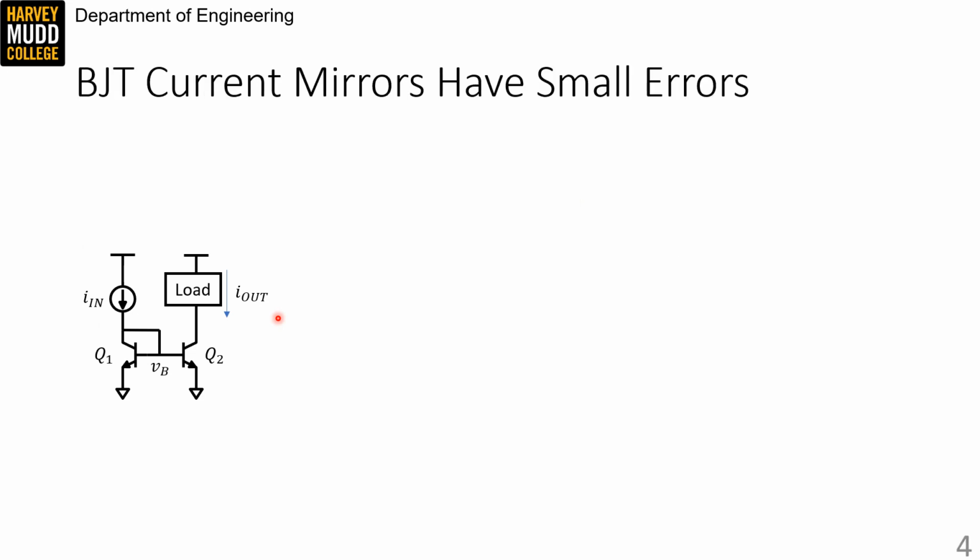Alright, back to relating IC1, which is equal to IC2, to I in. First, we observe that IC1 has to be beta times IB1 because Q1 is in the forward active region. We know it's in forward active because it's diode connected, and diode connected devices are either in forward active or cut off, and if Q1's cut off, then this is pretty boring.